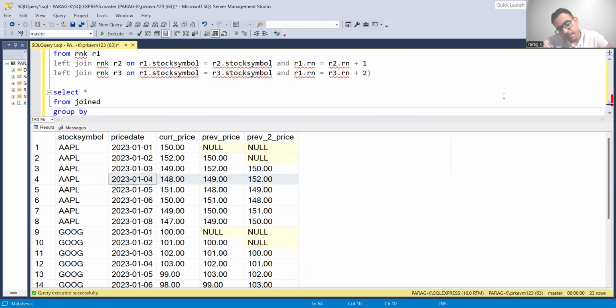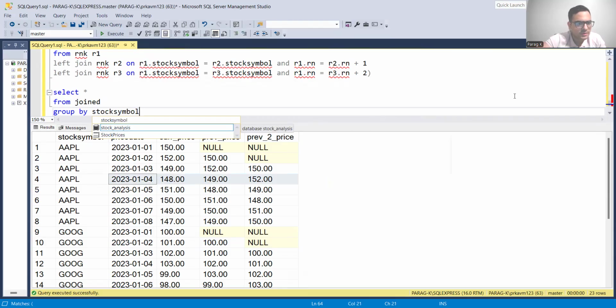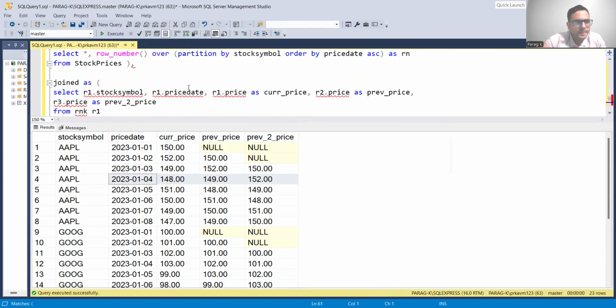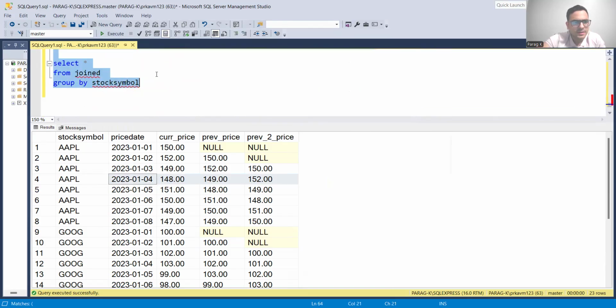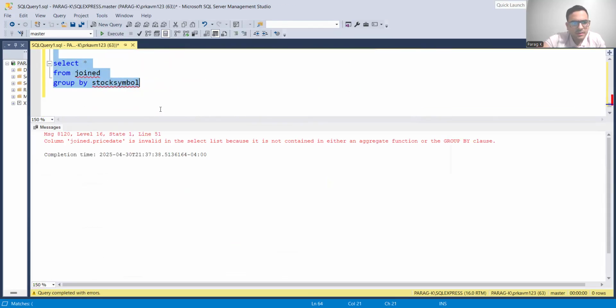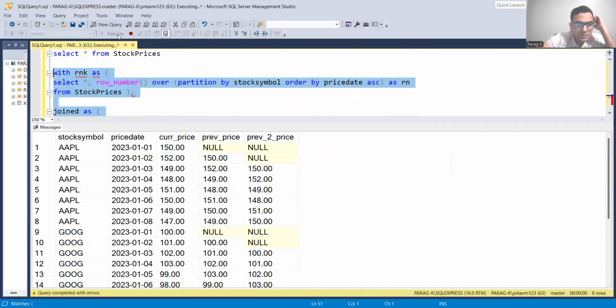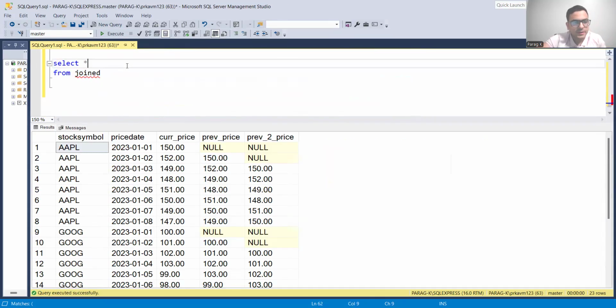Group by stock symbol, okay? So yeah, the question is pretty well, I think so. Let me just go ahead and run this once and see. Joined, okay? Hold up. Group by. Okay, so this is not valid here because I've put a group by function here, not a valid function. So yeah, so this is working right.